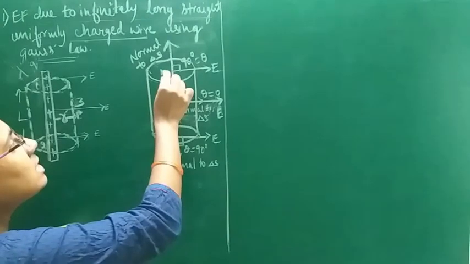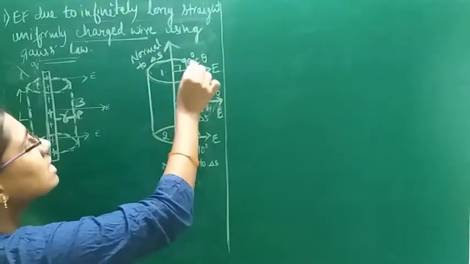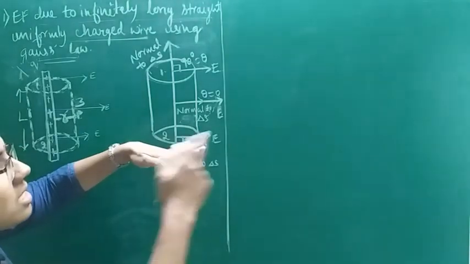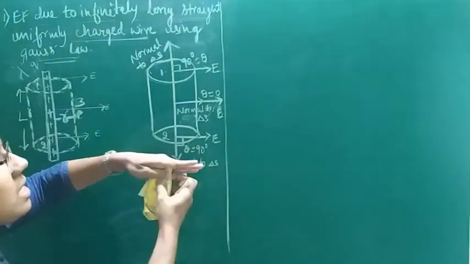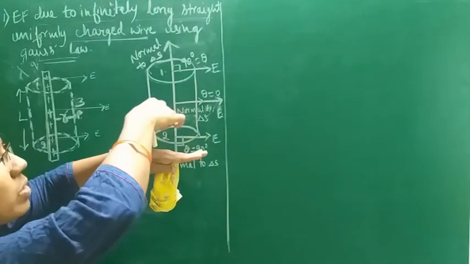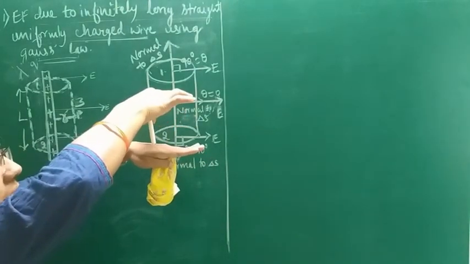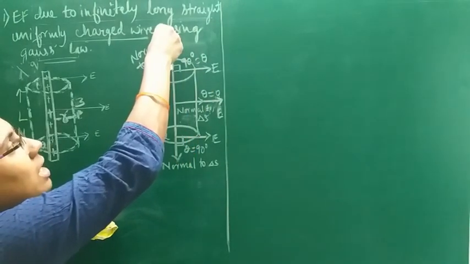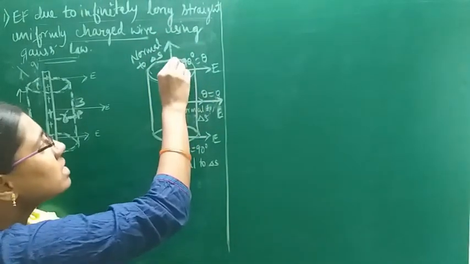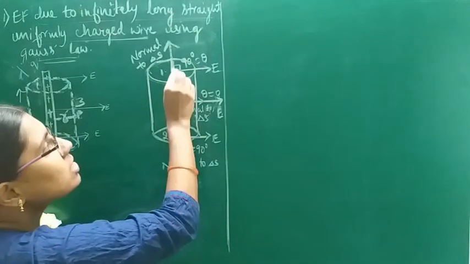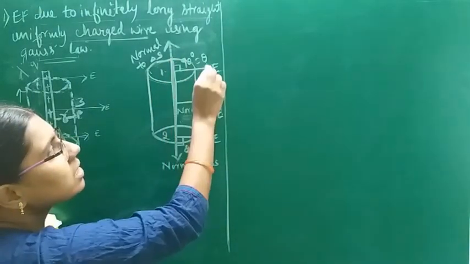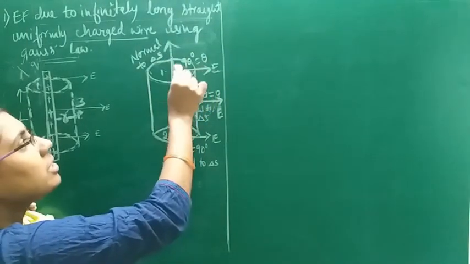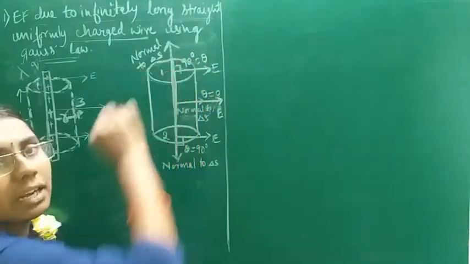So, if we consider the first circular surface, the normal drawn to this circular surface should be perpendicular to it, right? It will be like this. See, this is the circular surface and this is the normal. And the electric field due to this charged wire is normal to this wire, right? So now see, the electric field and normal are perpendicular, therefore the angle is 90 degrees.